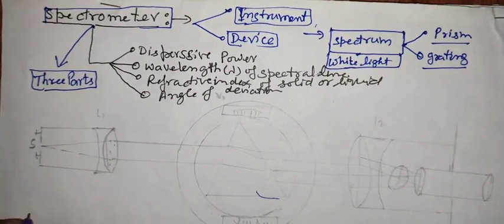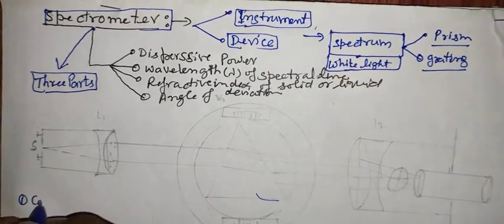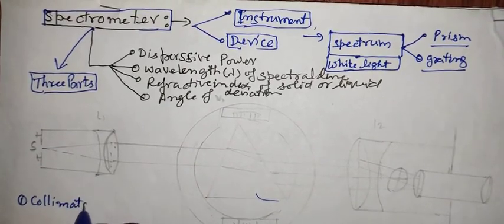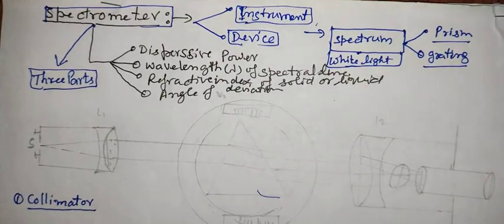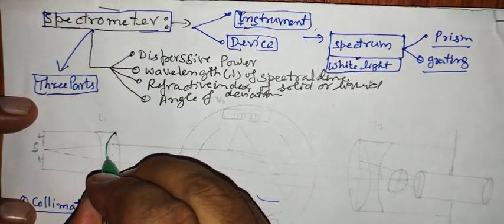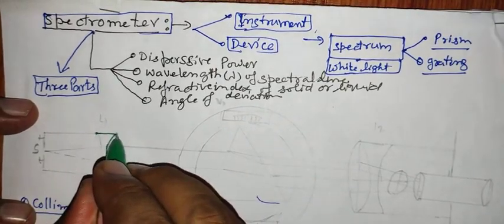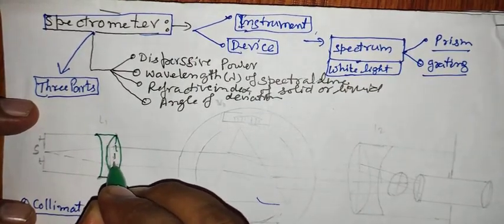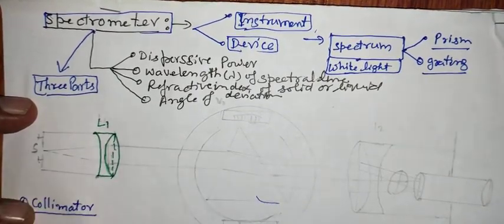Among these three parts, the first part is called the collimator. See the collimator first of all. Here in it an achromatic combination of convex lens is used. The achromatic combination of convex lens L1 is here.